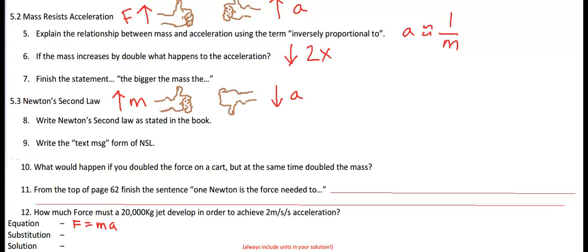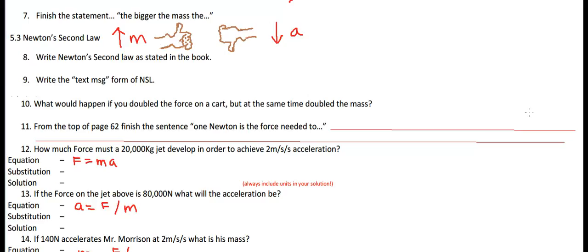So write Newton's law stated in the book. You can find Newton's law as a statement. It's a paragraph form on page 60. You can go ahead and write that. Write the text message form of Newton's second law. We wouldn't write the whole thing out in a text, would we? We would just write out the acceleration is equal to the net force divided by the mass, or acceleration is proportional to the net force and inversely proportional to the mass. So that is Newton's second law.